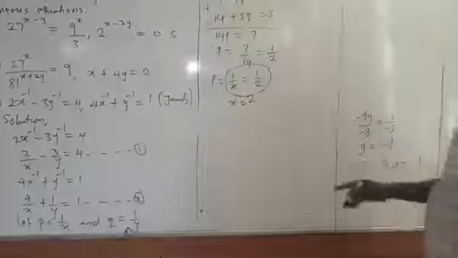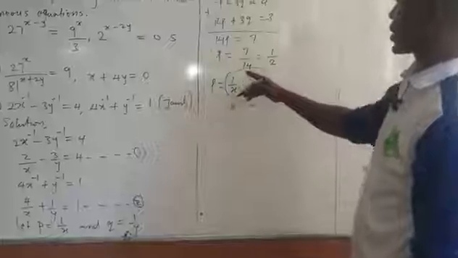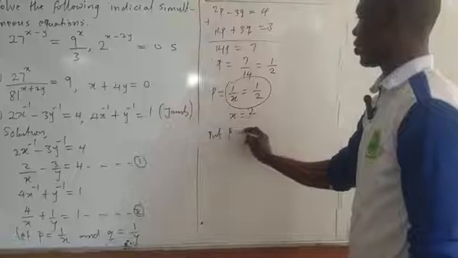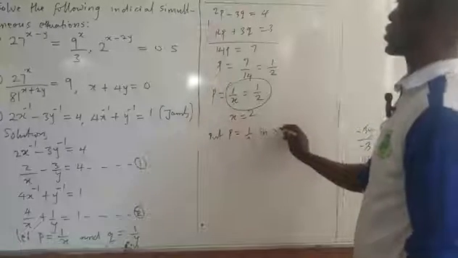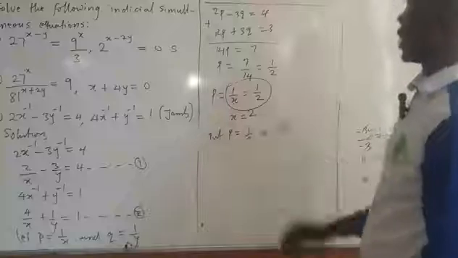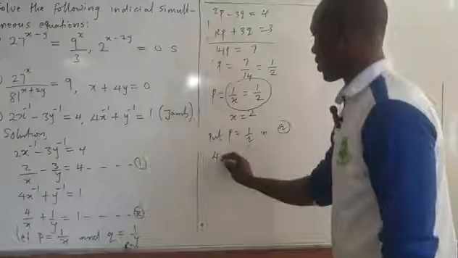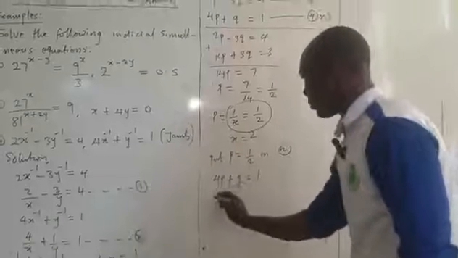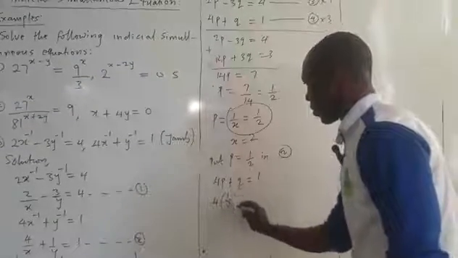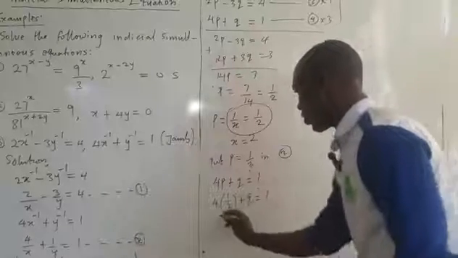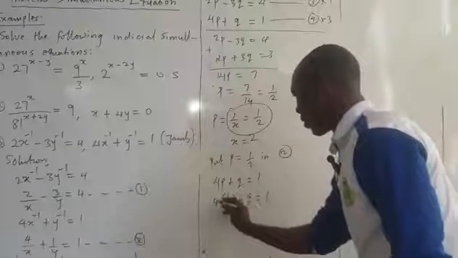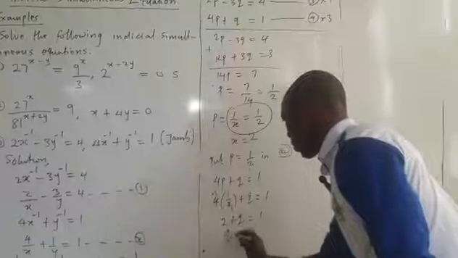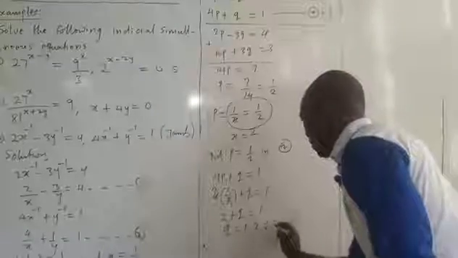Then to get our q, we can put p equals 1 over 2 in, let's say, equation 2. And what is equation 2? 4p plus q equals 1. When p is half, we have 4 times half plus q equals 1. So 4 times half, that's 2. So we have 2 plus q equals 1. So q equals 1 minus 2, which is minus 1.